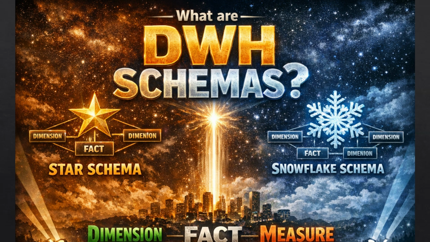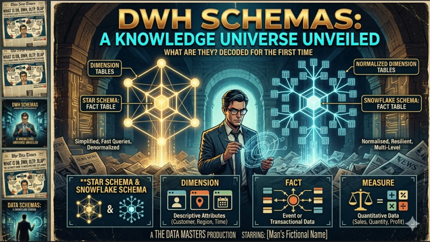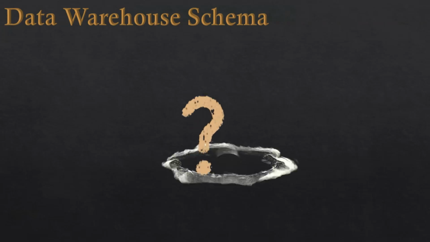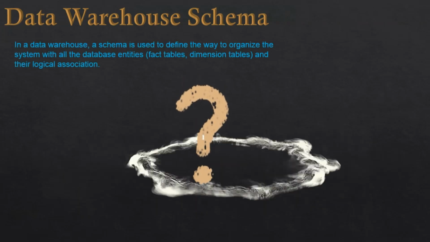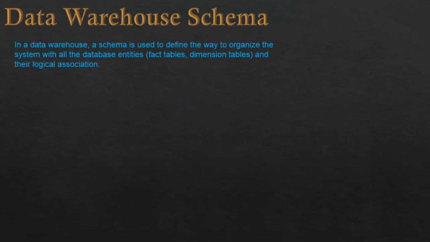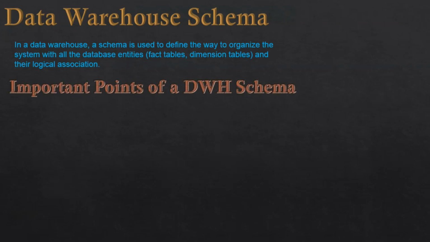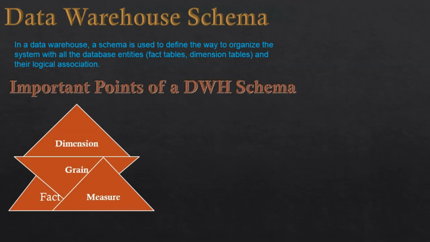The main thing that we have to understand is the data warehouse schemas. What is a schema? In a data warehouse, a schema is used to define the way to organize the system with all the database entities like facts, dimensions, measures, grains, and their logical association with each other. Talking about a data warehouse schema, there are a few important points that we have to understand. Mainly, what is a grain, what is a fact, what is a dimension, and what is a measure.